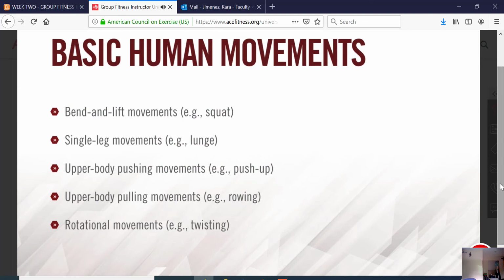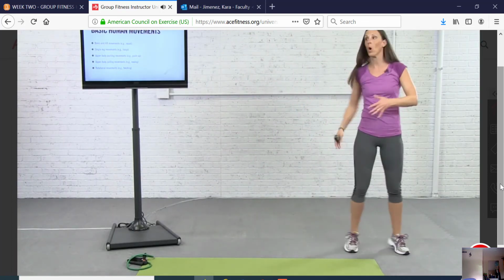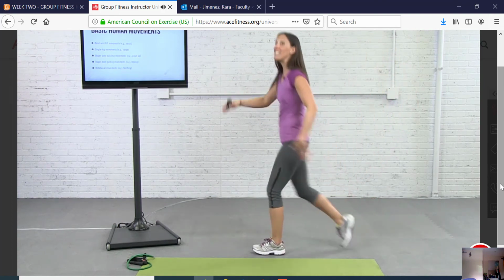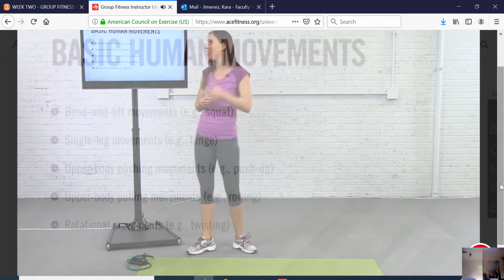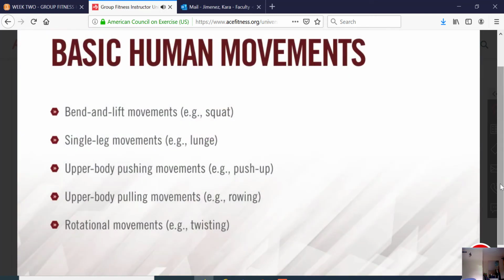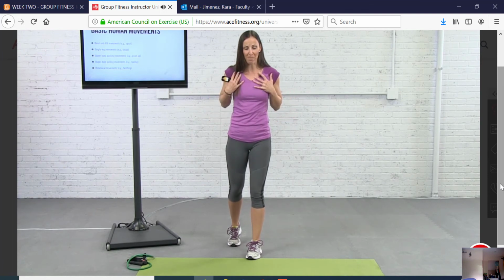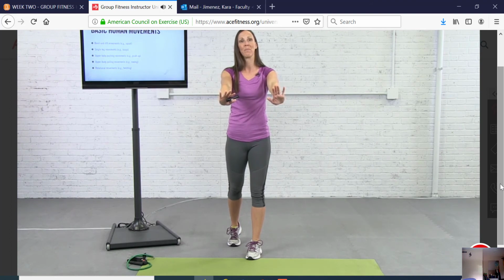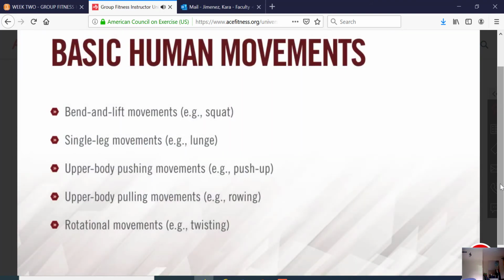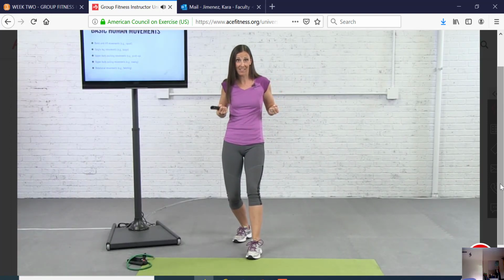In addition, we have single leg movements, as if we're walking or lunging, stair climbing. These are all movement patterns where one leg moves in front of the other. Upper body pushing and pulling movements. When cueing a push-up, you can cue your participants to feel the muscles in the chest engage as if they were pushing a heavy door open. Or we're pulling with the muscles of our back, pulling something heavy towards us.